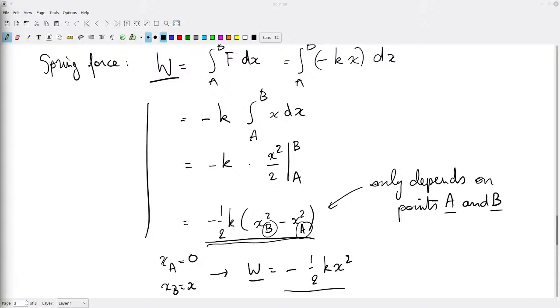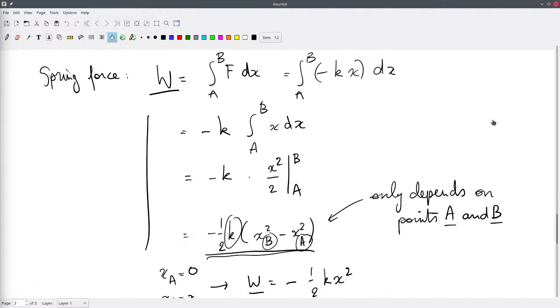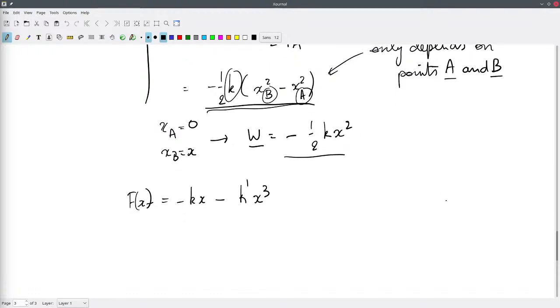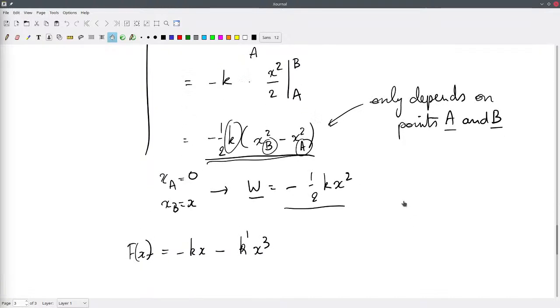Someone's asking what happens if k is not a constant, if k is actually dependent on the extension. Well, then this would become, of course, a little bit more difficult. Let's say the spring force as a function of x is not equal to minus k times x, but let's say there's another k prime x to the third power there, then you can plug in all of this in your integral.